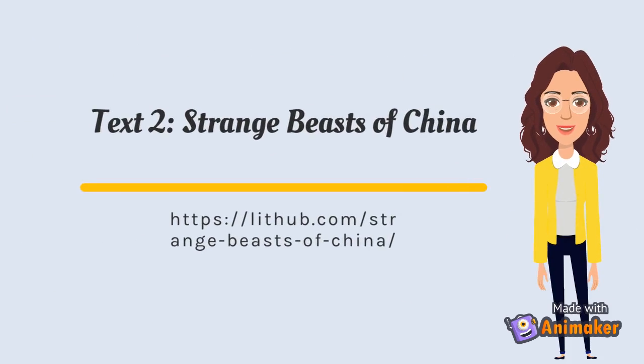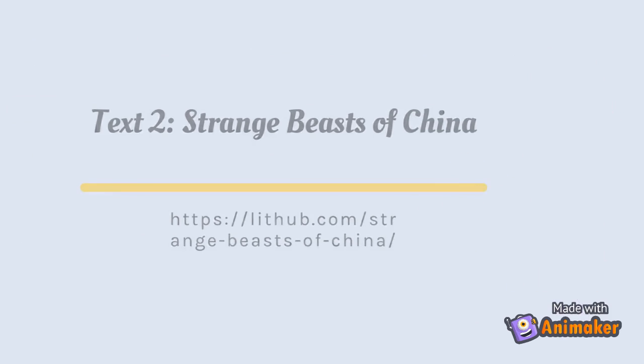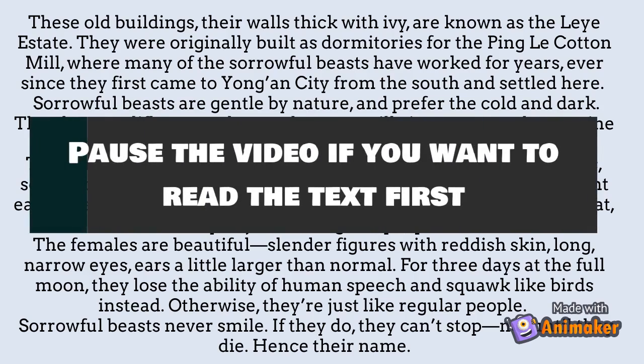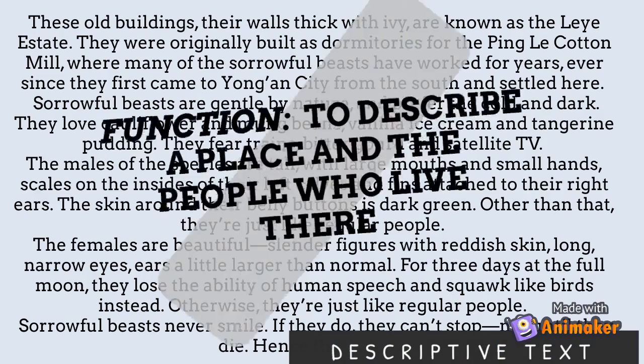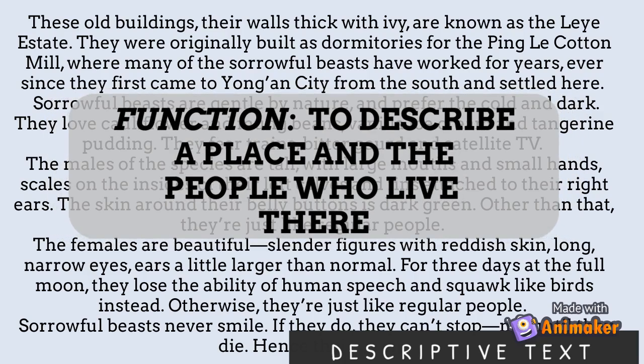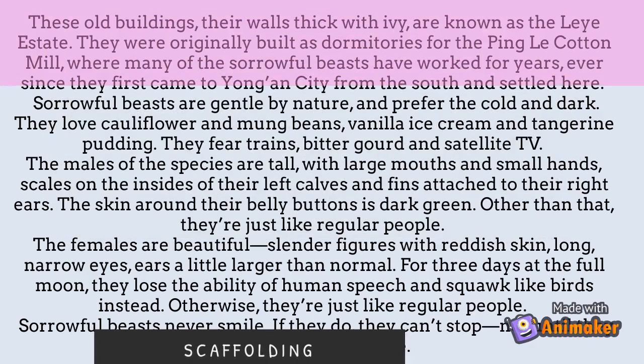Moving on to the second text, which is an excerpt from the novel Strange Beasts of China by Yan Ge. You can pause the video if you want to read it first. The genre of this text is descriptive, and its function is to describe a place and the people who live there. Next, we are going to identify the scaffolding, which means how the text is constructed.